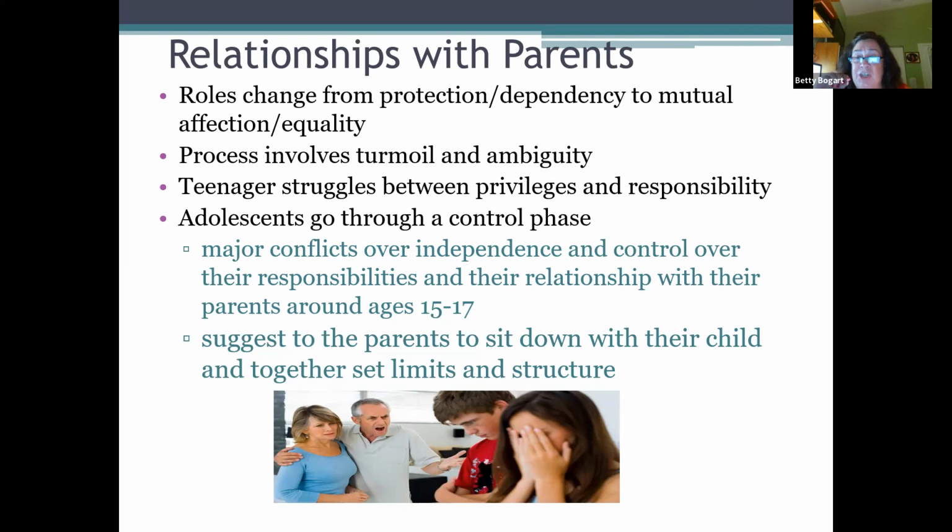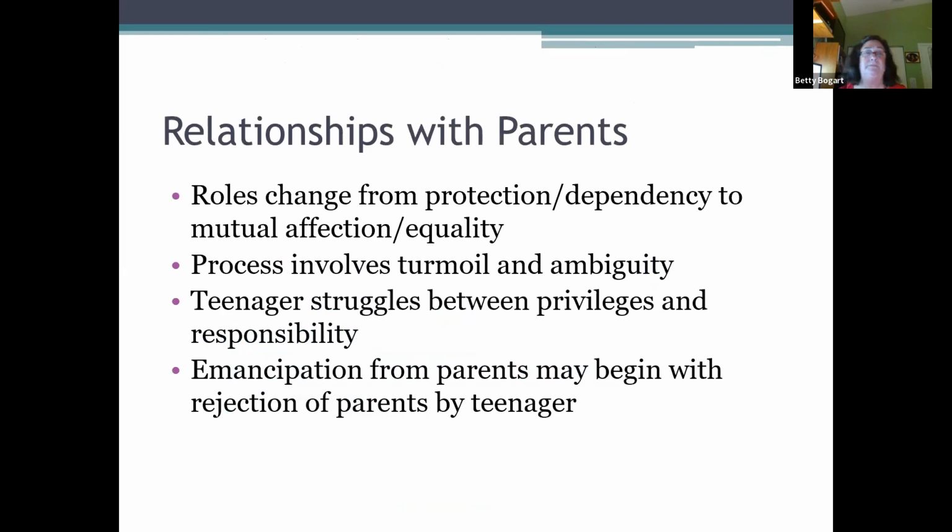Now, there are major conflicts over independence and control at about ages 15 to 17. They're not the younger part of adolescence. They're in that middle stage, not the younger, not the older. They're not 18 yet, but they want independence and control over their lives. So these are those major conflicts. What would you as a nurse tell a parent? Well, at this point, the parents and the child need to sit down and come to an agreement. What is the limit? What do I need to do to let him go? Or what does he need to do so I'm okay? And sometimes that's very hard. It's nice to say, but sometimes it can't happen.